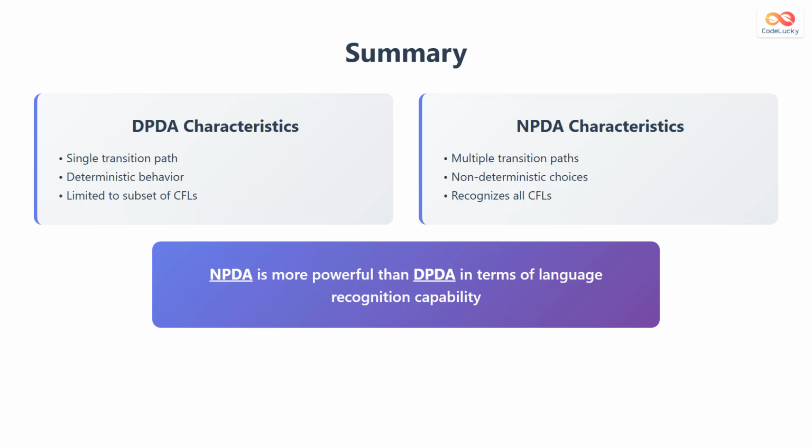In summary, a deterministic PDA is characterized by a single transition path, deterministic behavior, and is limited to a subset of context-free languages. Whereas a non-deterministic PDA is characterized by multiple transition paths, non-deterministic choices, and recognizes all context-free languages. Therefore, an NPDA is more powerful than a DPDA in terms of language recognition capability.